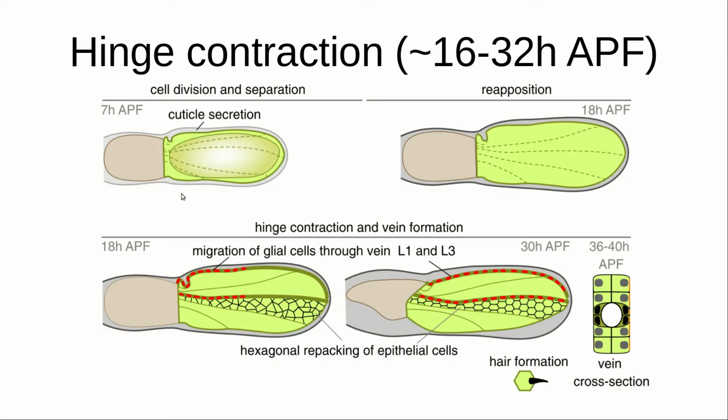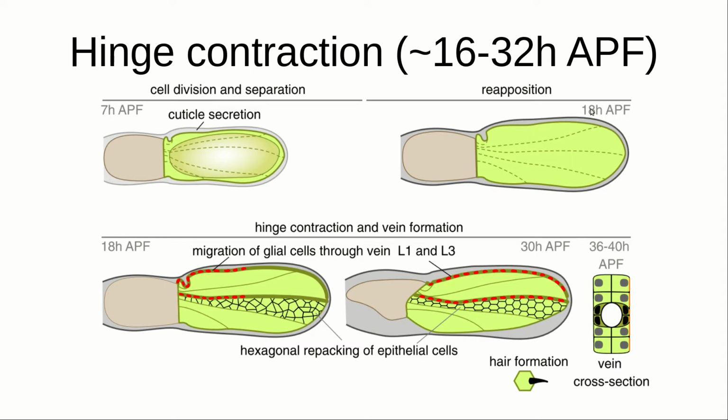After eversion and the process of convergent extension and isotropic expansion, at about 7 hours after pupae, the blade starts to swell because fluid is entering into it, and the two epithelial layers, the dorsal and the ventral one, get separated. At this time, a cuticle starts being secreted by the epithelium.